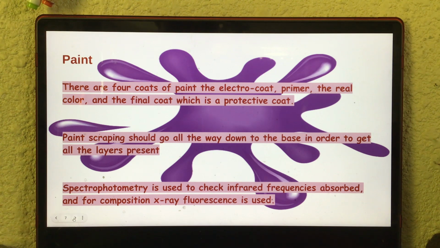However, if a vehicle has been repainted, it may not be able to be found in the database. Paint scraping should go all the way down to the base in order to get all the layers present. These layers may be analyzed one at a time to check the position of the layer. Spectrophotometry is used to check infrared frequencies absorbed, and for composition, X-ray fluorescence is used. Paint samples should be stored in paper or plastic, and they need to be resealable containers.